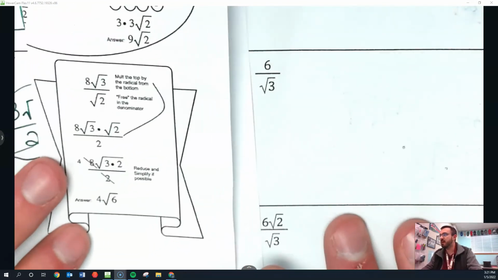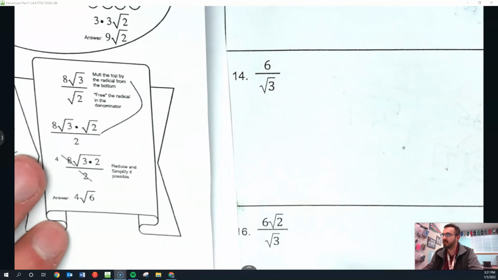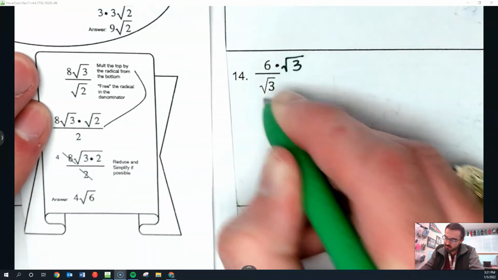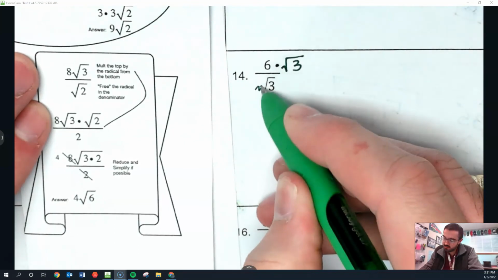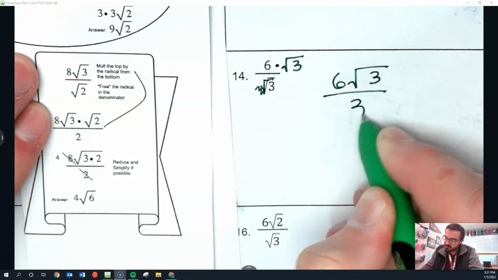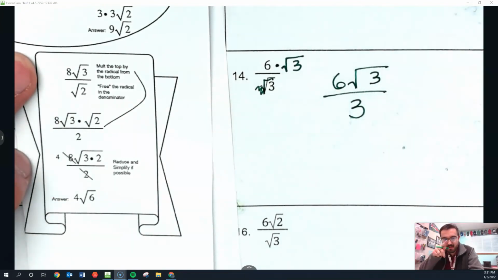We have a radical on the bottom, so we got to rationalize the denominator. I'm going to multiply the top by whatever's on the bottom, root 3, and then I'm going to get rid of that square root. So I have 6 square root of 3 divided by 3. And I'm done, right? I'm not done. There's one tiny little thing.